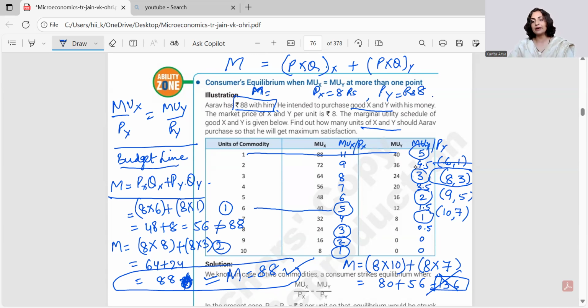So my point is, first we have to apply this formula of MUX by PX equals to MUY by PY, whichever question is given to us. If it's a unique solution, means it's one common value in both the tables, that's my right answer. But if the values are more than one, then what do we do? We make use of this budget line. Budget line is nothing but it gives you the total expenditure done on both the commodities. So this way you can match that expenditure with the money income with you, and that's how you land on the right solution.